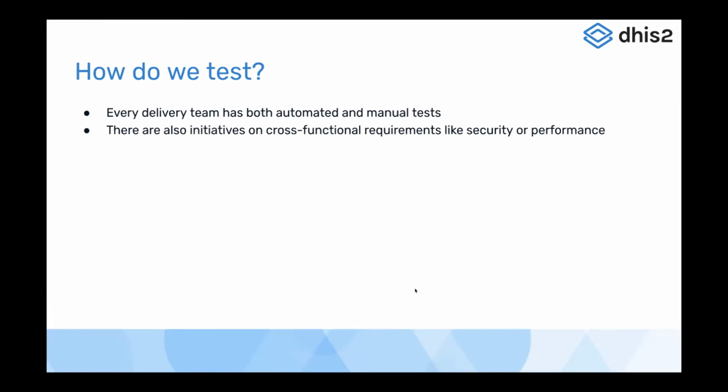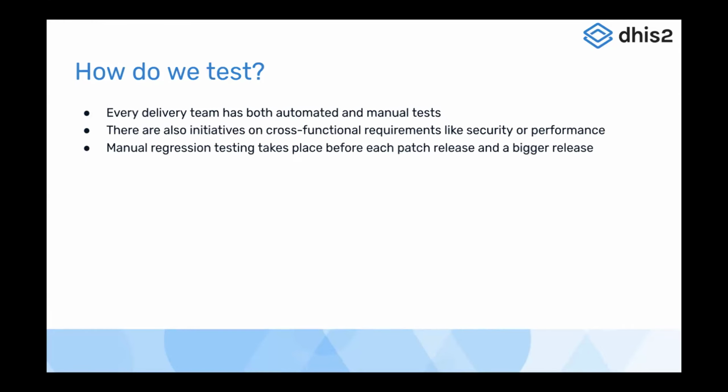So how do we actually test in DHIS2? So every delivery team has both automated and manual tests. There are also initiatives on cross-functional requirements, for example, security or performance. There is manual regression testing that takes place before each patch release and a bigger release. So we are supporting the last 3 versions, and we have patch releases basically every 2 weeks, apart from the period when there's a big release in the middle of the year.